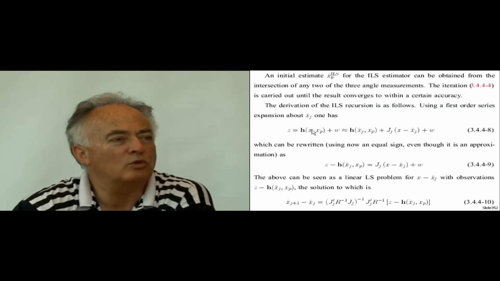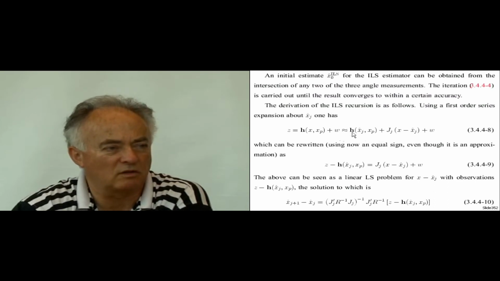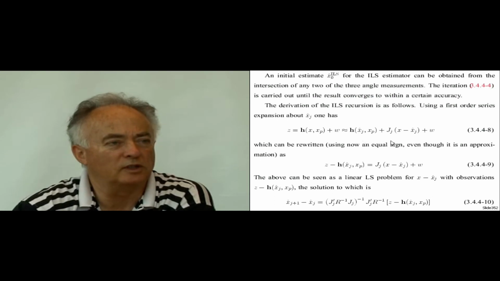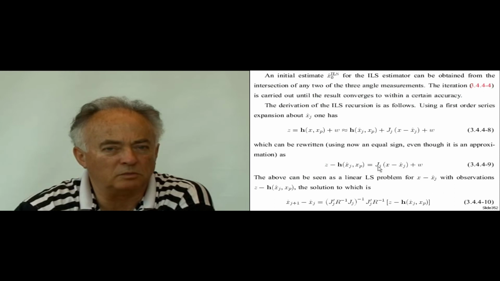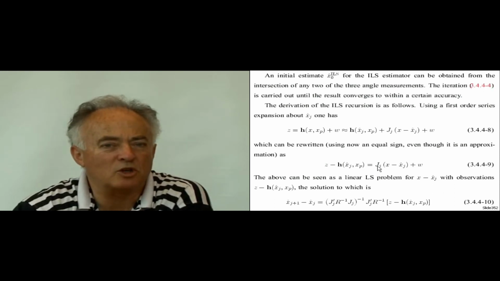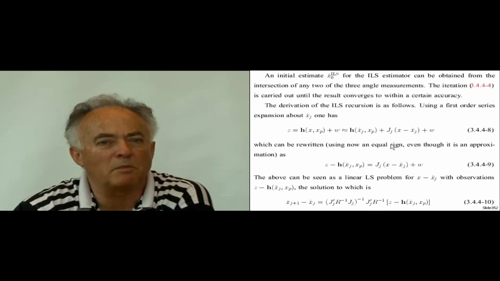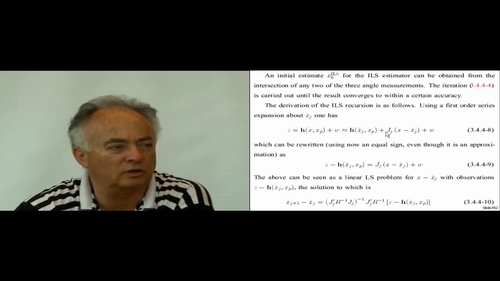Now, what we are going to do here is say that we have an approximation, obviously z minus h at x hat j is equal to this first order term, that's the Jacobian times x minus x hat j, plus the noise. What is nice about it, this now is a linear least squares problem, so we solve exactly in batch form a linear problem which is an approximation of our original nonlinear problem, because we linearize the nonlinear problem by limiting the Taylor expansion to first order.